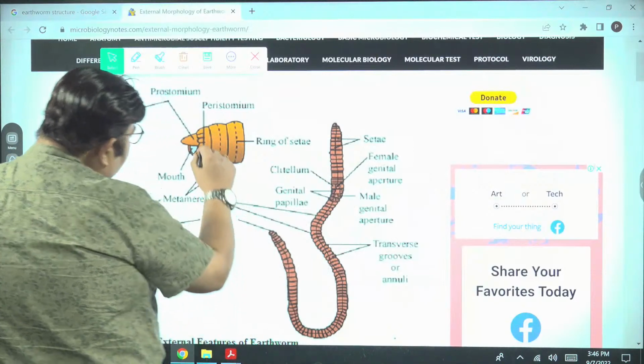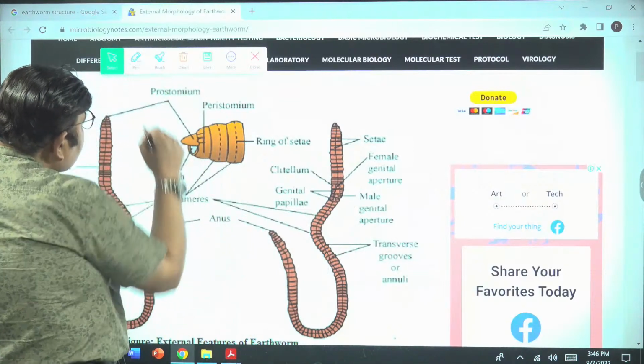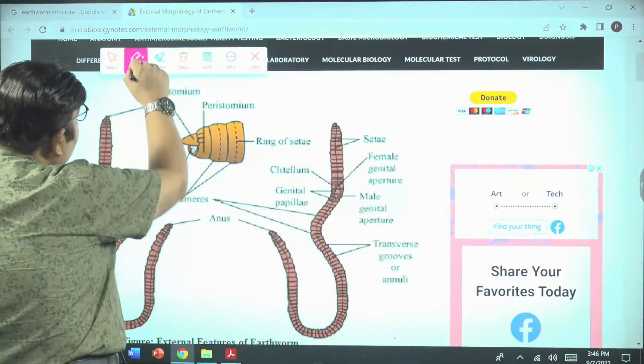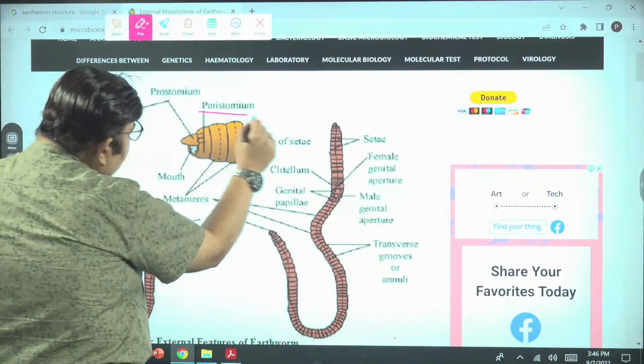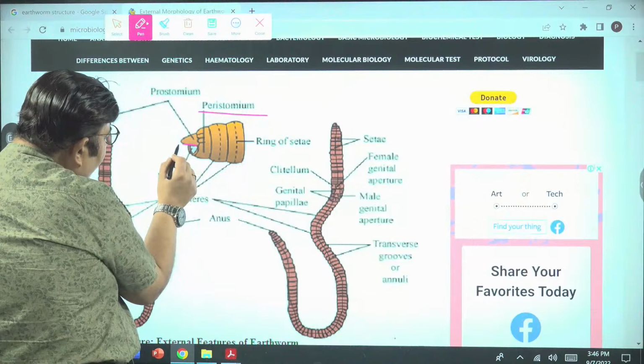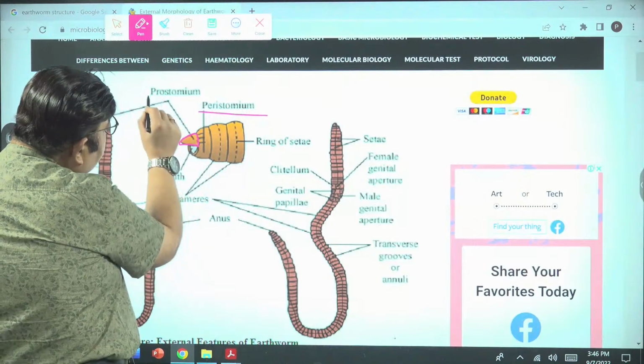Now you can see this peristomium. This is the first segment. The first segment is called the peristomium, and there is a wedge-like structure called the prostomium.